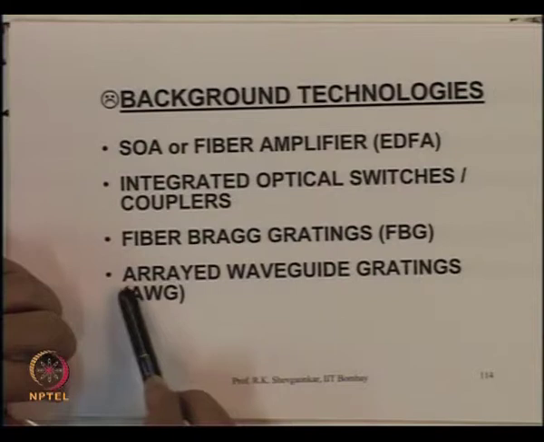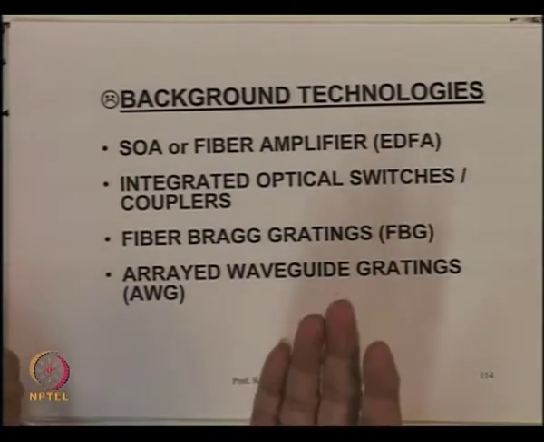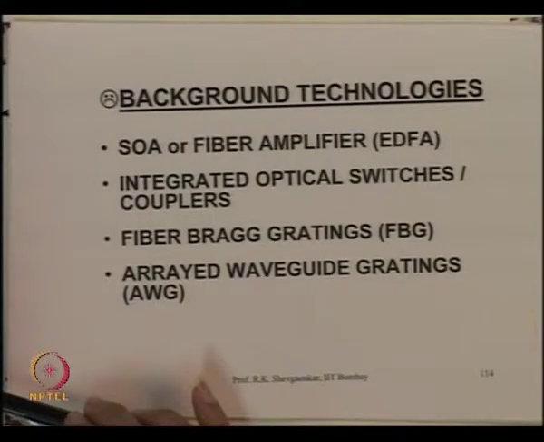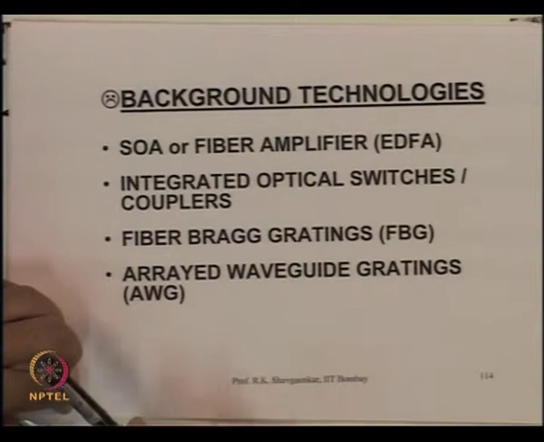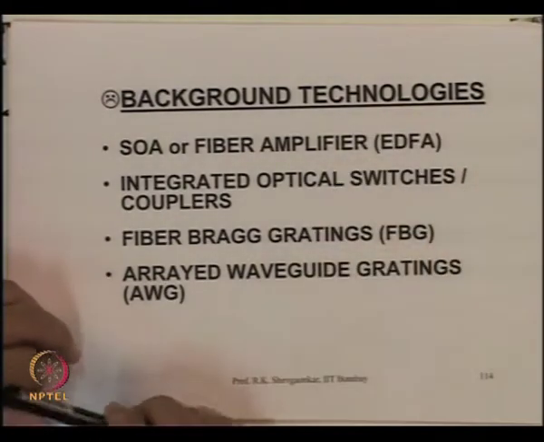Then we have the devices called arrayed waveguide gratings. These are essentially a planar structure which can again perform the routing of different wavelengths and so on. So having understood that for a WDM system these are the vital components, now we will look at each of these components in more detail.